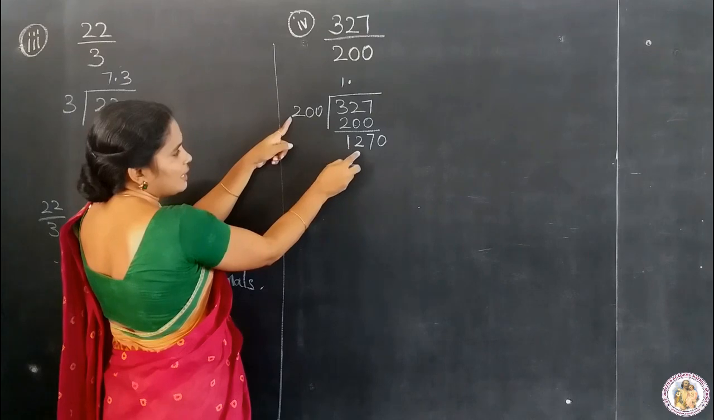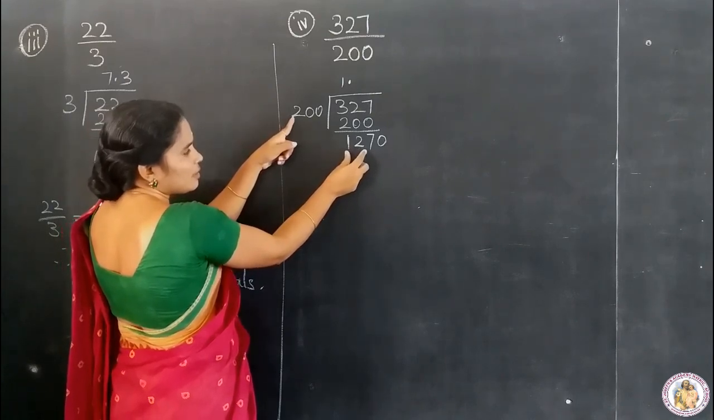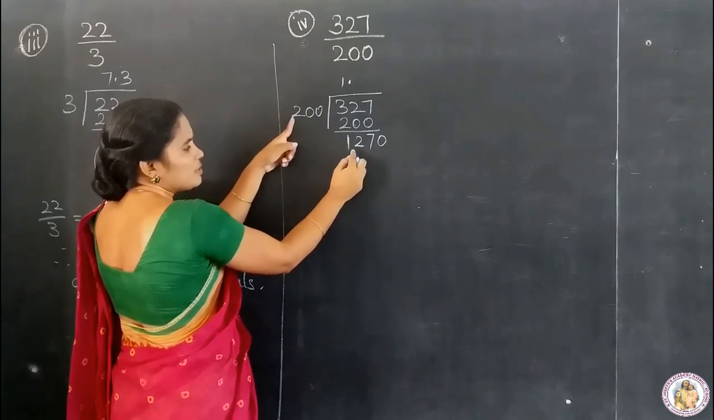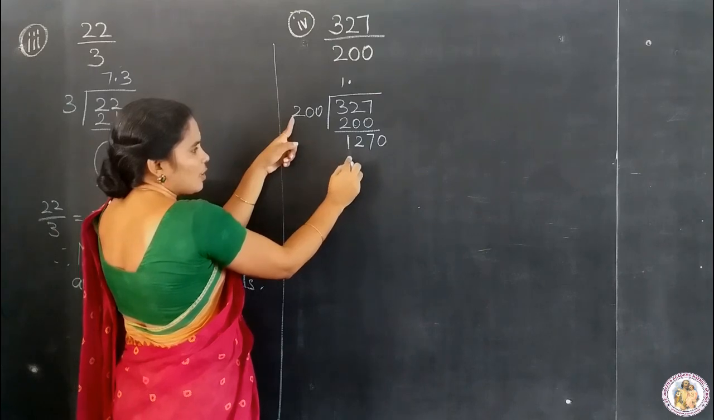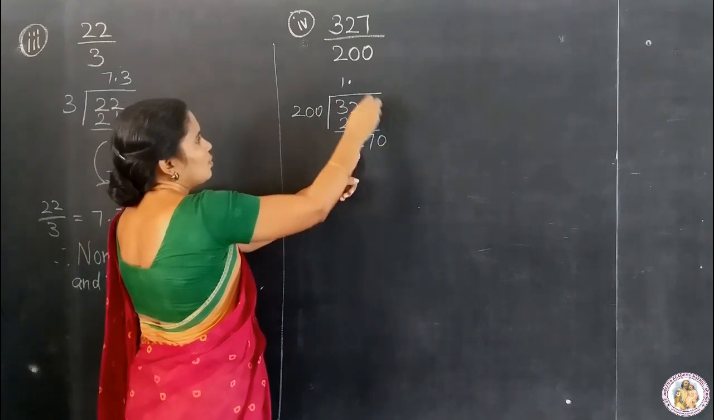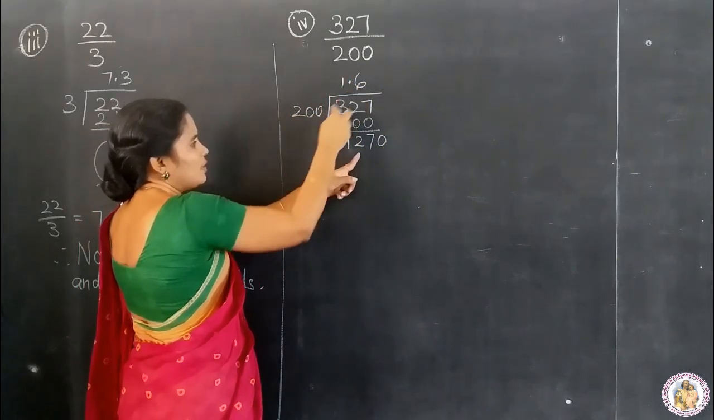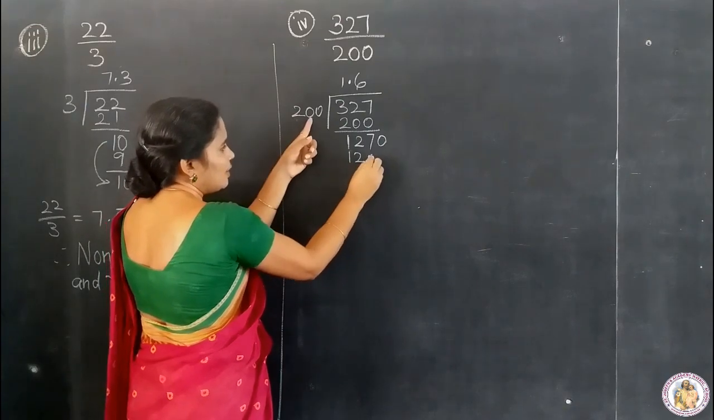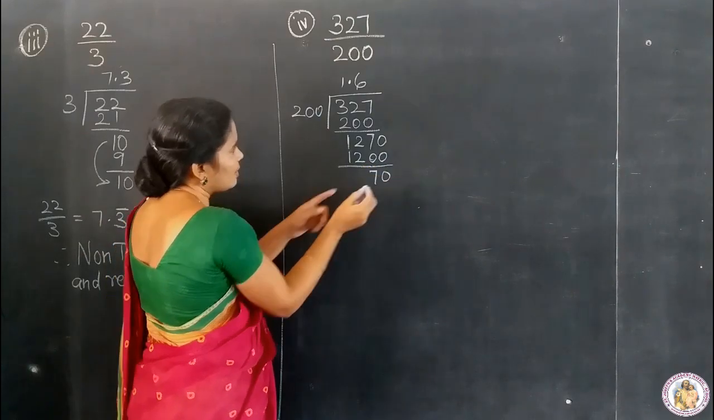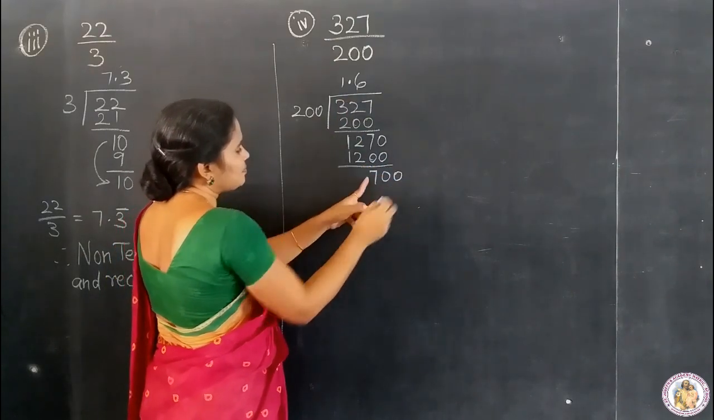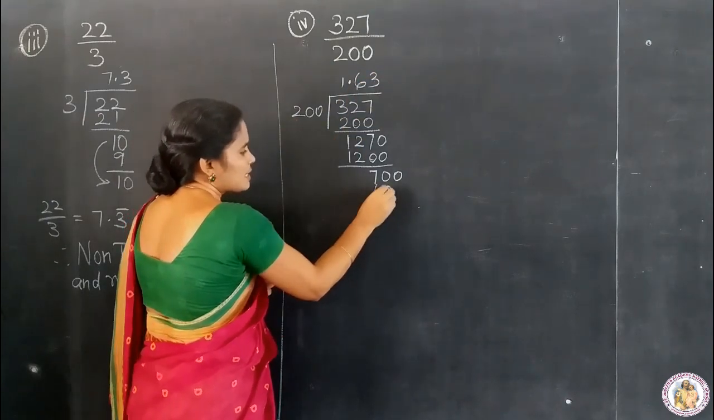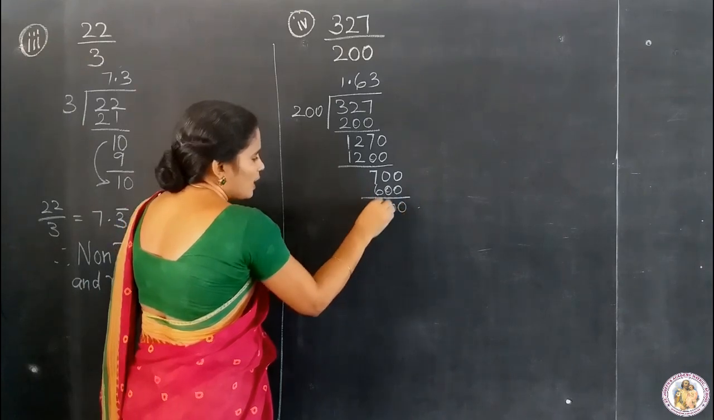So go with 2 tables. That is 2 5s are 10. 2 6s are 12. If you go with 2 7s, it will be more than 1270. Why? Because 2 7s are 14, so 1400. So go with 2 6s are 12. 12 and 2 zeros. 0 minus 0, 0. 7 minus 0, 7. And add one more 0. 700. So 3 2s are 6. That is 600.